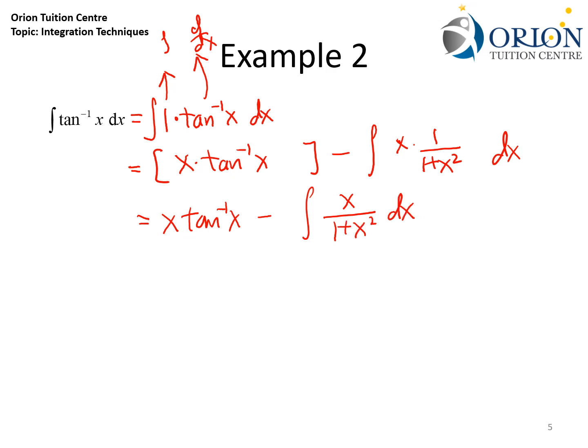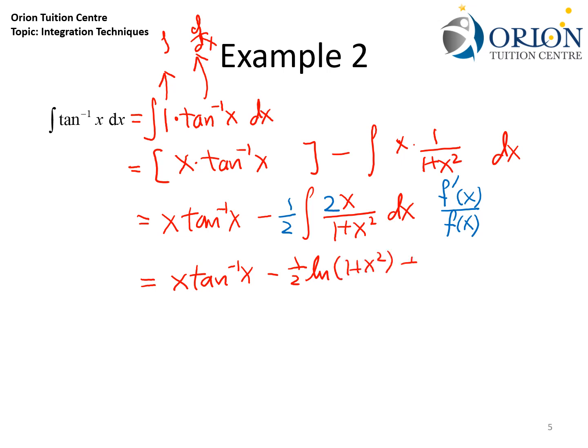And to integrate this second term over here, we can simply multiply by a 2 on top and a half outside to balance it. And this gives us the familiar form of f prime x over f x, which we have learned in integration 1. And therefore, this can be solved easily to become x tangent inverse x minus half ln 1 plus x squared plus c.